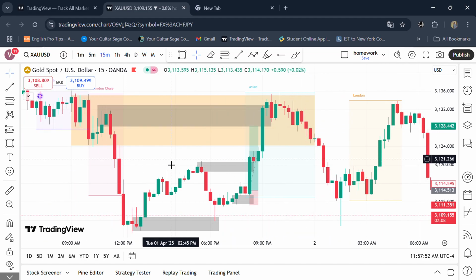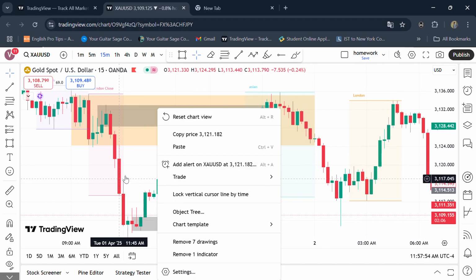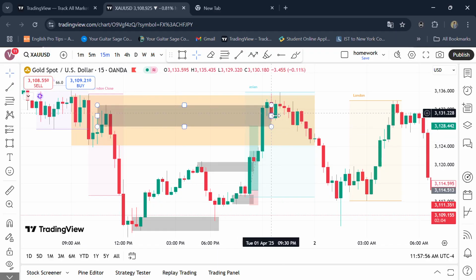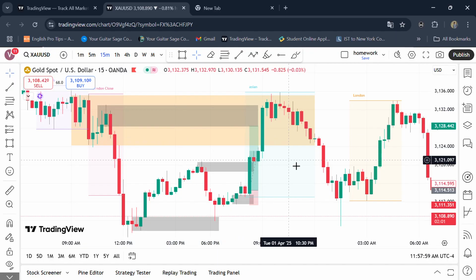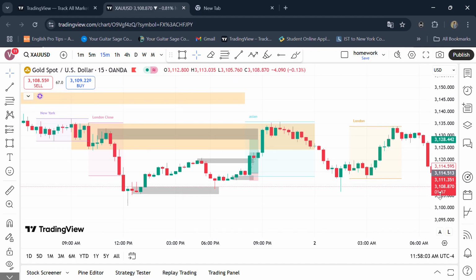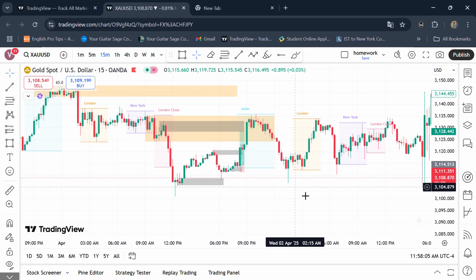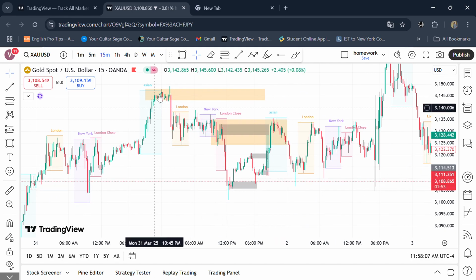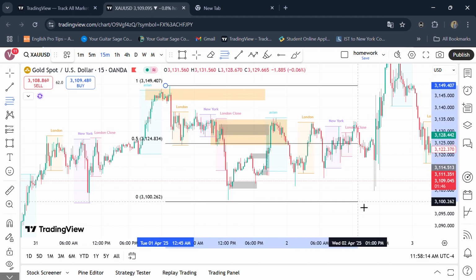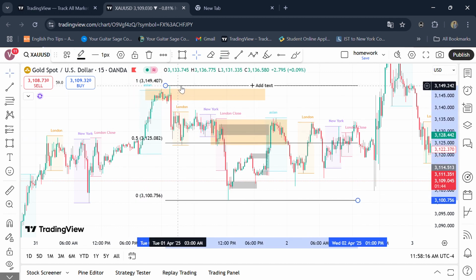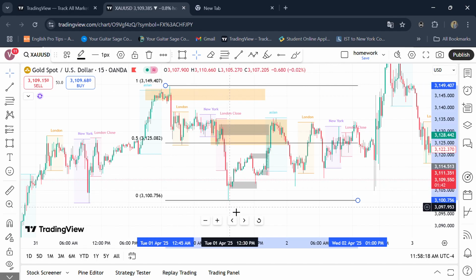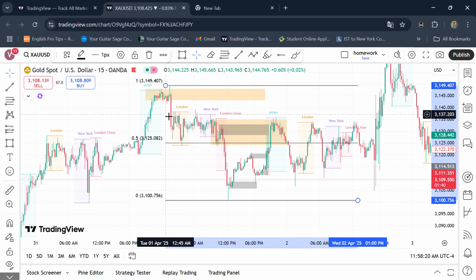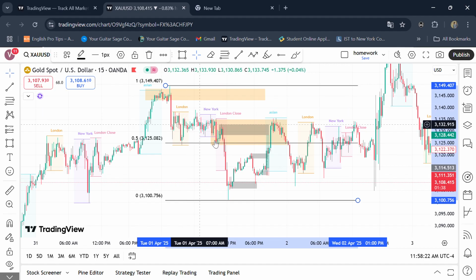Next, what happened, we'll remove these drawings, or maybe we'll just keep them. You got a second trade here. If you see, I'll draw premium and discount from this swing high to this swing low. This was one swing leg, right? So we draw premium discount on this.